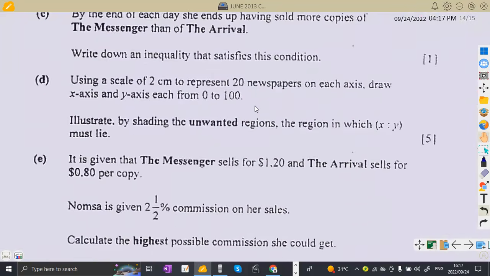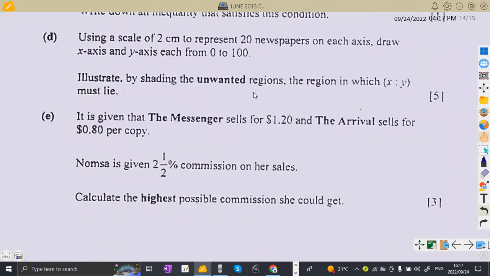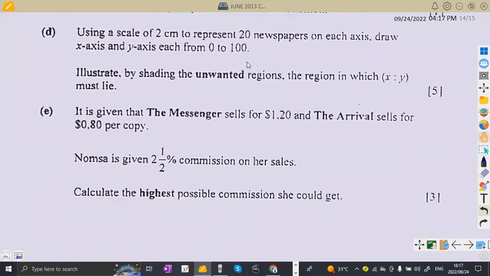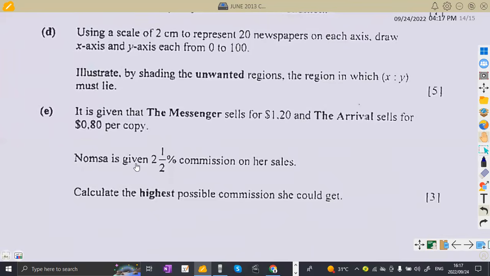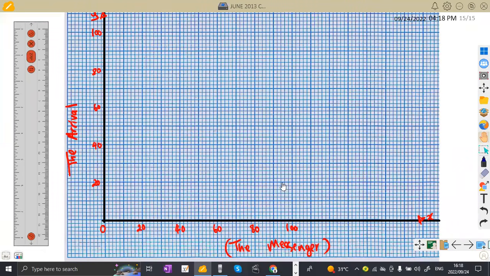We have written this inequality. Then D, using a scale of 2 centimeters to 20 copies, 20 newspapers, sorry, on each axis, draw the X and Y axis from 0 to 100. So 20 for each copy from 0 to 100. So that's what we have, the messenger on the X-axis, the arrival on the Y-axis. So all we need now is to illustrate by shading the regions, that is the unwanted region. Okay, that must lie. So guys, let us start with the first one.